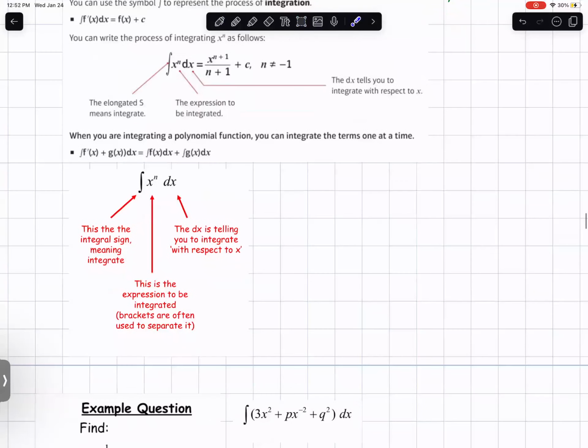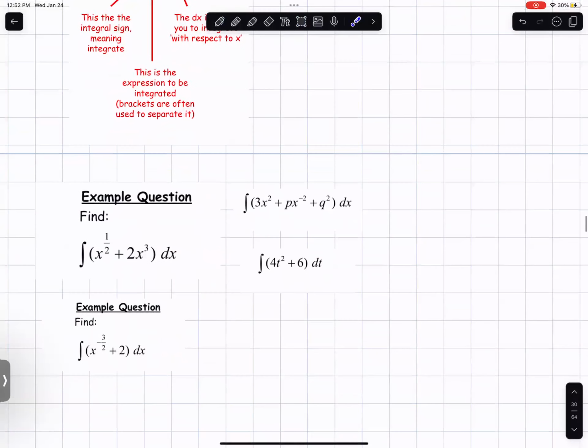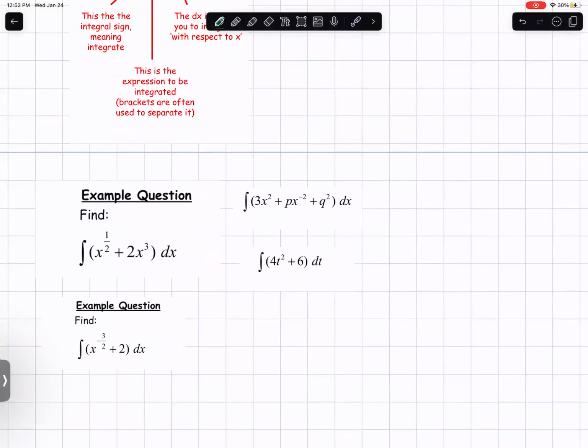So let's take a look at a few examples here. The first one is integrate. This is our integration sign, and this is the expression we are integrating with respect to what? x. So that is what we are integrating. I have the integral of x^(1/2) plus 2x^3 dx. I hope you are okay with that.